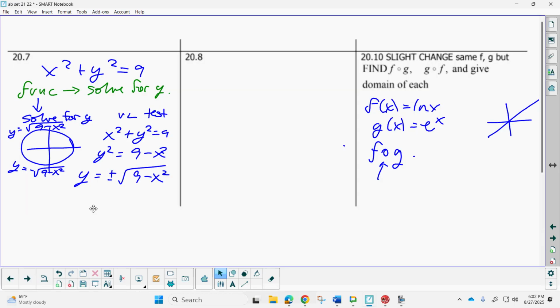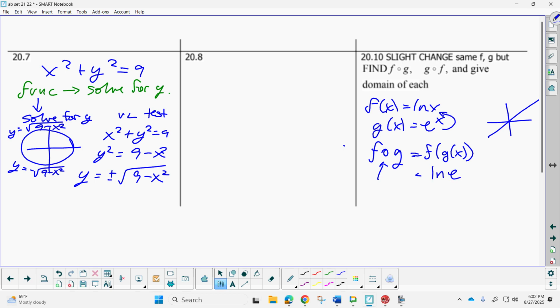All right, these aren't in the back of the book because I changed 20 number 10. So f is natural log, g is e to the x. Take care here. This can be a little tricky. So make corrections. f of g is f composed on g, which means put g into f. If I put g into f, then it's log of e to the x.